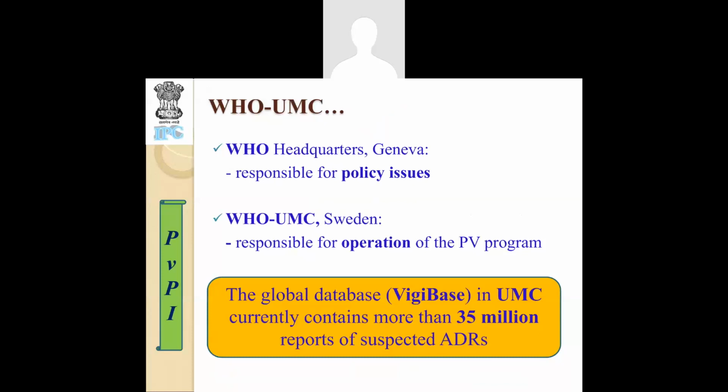The main database used by UMC is called Vigibase. Currently there are more than 35 million ADR reports in this Vigibase database. This is the global database. So there are more than 35 million ADR reports available currently in the UMC database, Vigibase. These are all the tools which are available in the main Vigibase database.